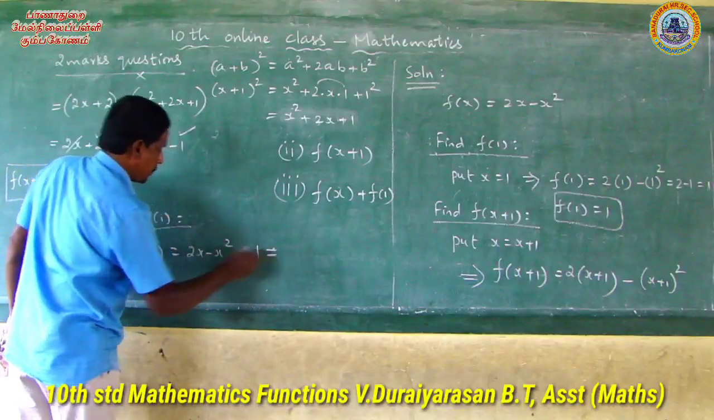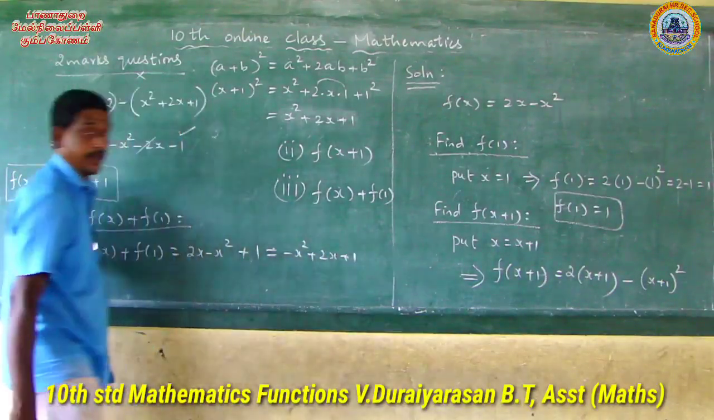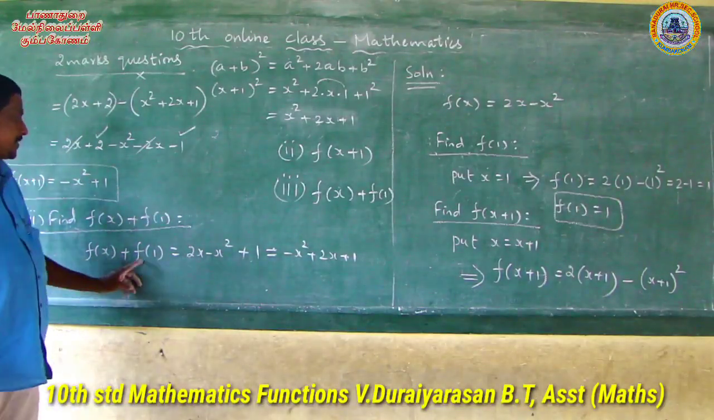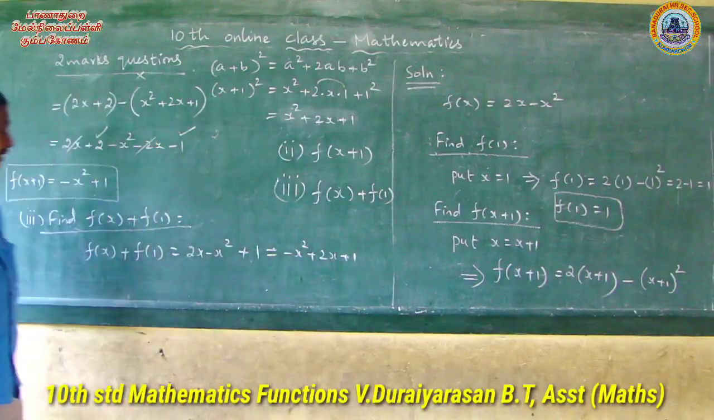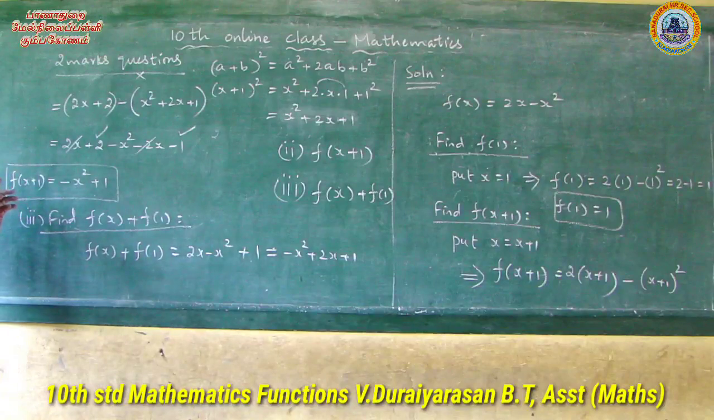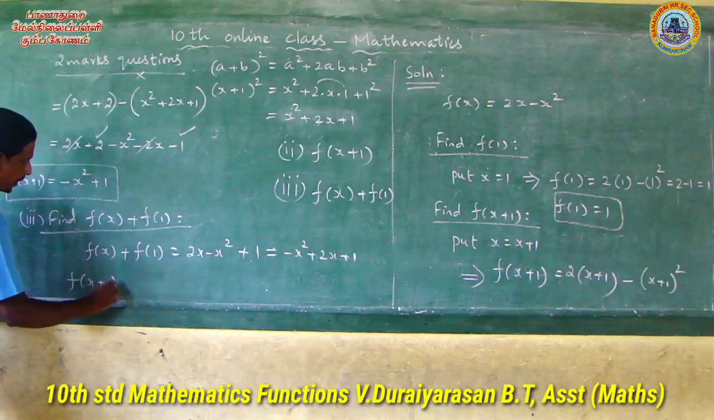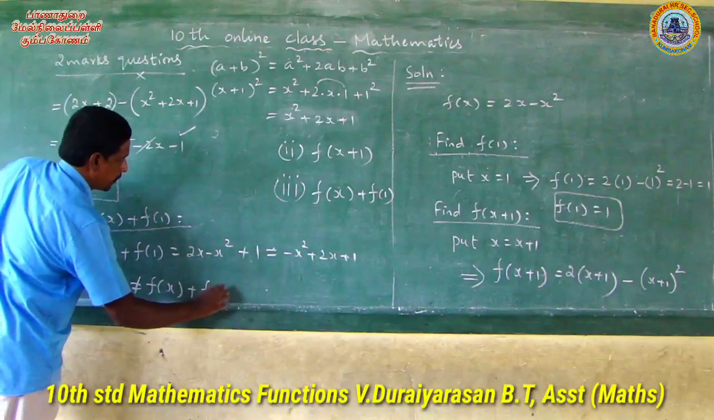So what is the value? Minus x square plus 2x plus 1. Here f of x plus f of 1 is equal to minus x square plus 2x plus 1. f of x plus 1 is equal to minus x square plus 1. What is the conclusion? f of x plus 1 is not equal to f of x plus f of 1. That's all.